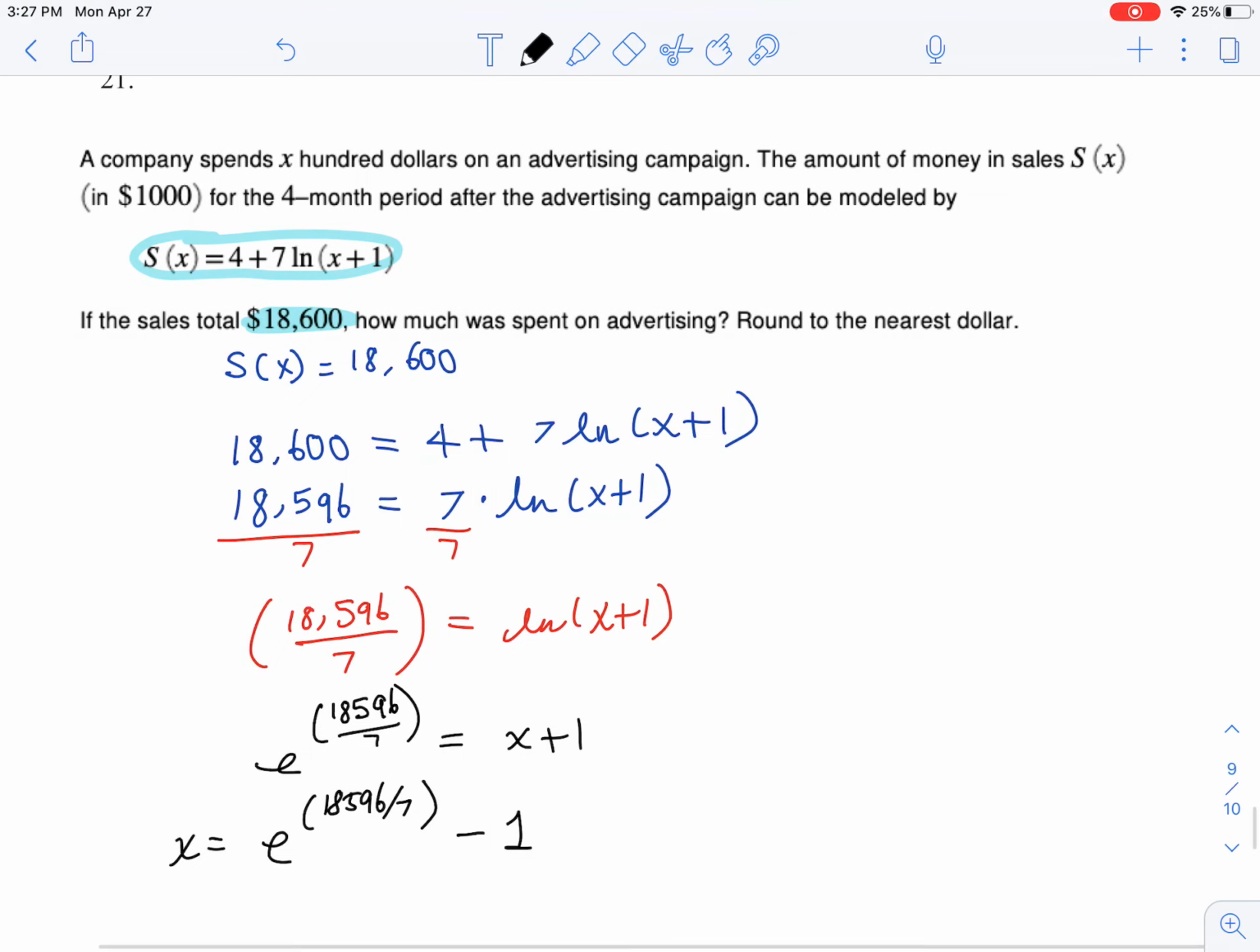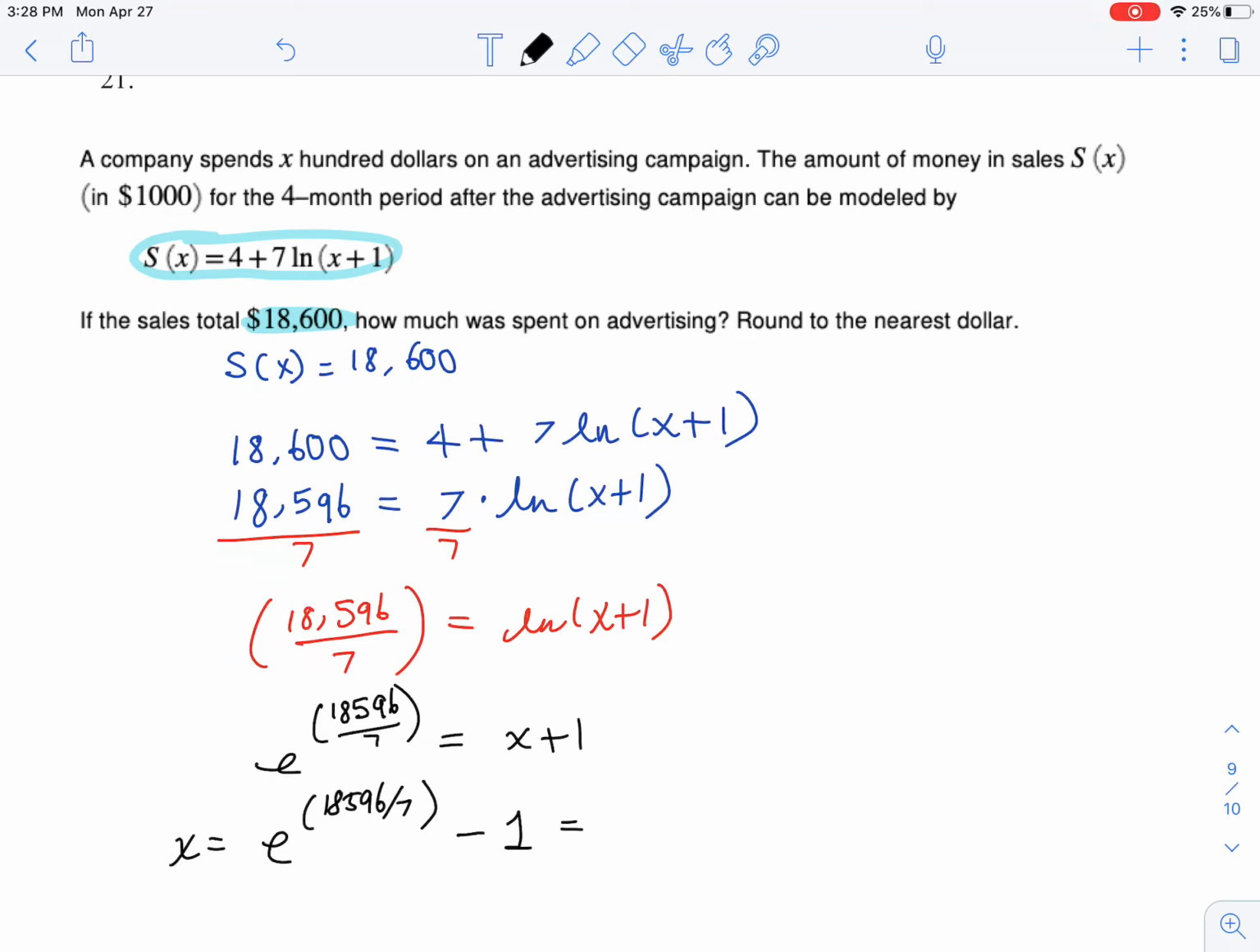But if you tell your boss, hey, we spent this much money on advertising, that's not going to be good. So let's give them the decimal of it. Let me go ahead and type this into my calculator. e raised to the 18,596 divided by 7, and then we're going to subtract 1 from it. Overflow error. Are you kidding? Oh, really? Oh my gosh.